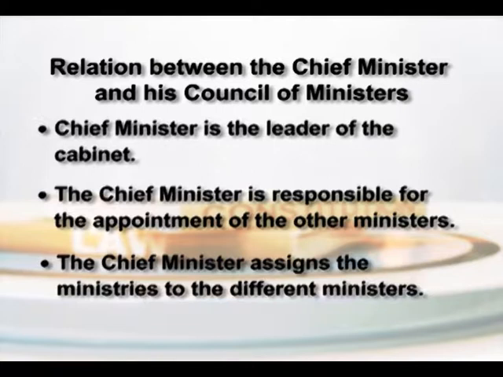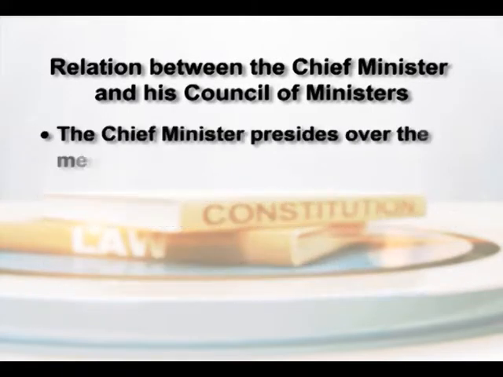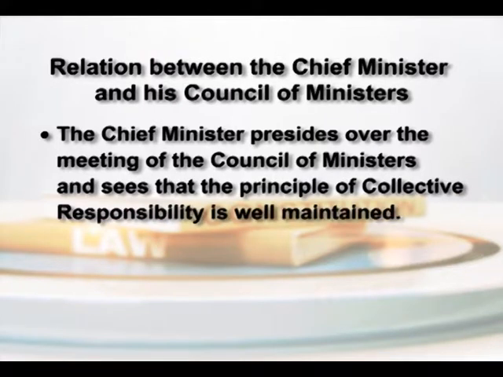In other words, it implies that the chief minister is likely to see who would be the best eligible person for which ministry. The chief minister presides over the meetings of the Council of Ministers and sees that the principle of collective responsibility is well maintained. Accordingly, the chief minister may advise a certain minister to give his resignation, or he may even advise the governor to remove a particular minister, provided that the minister differs from the decision that had been taken or accepted in the cabinet meeting.